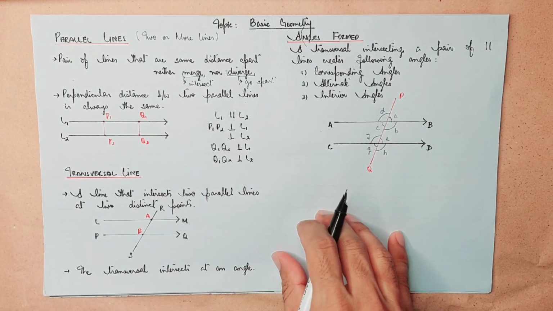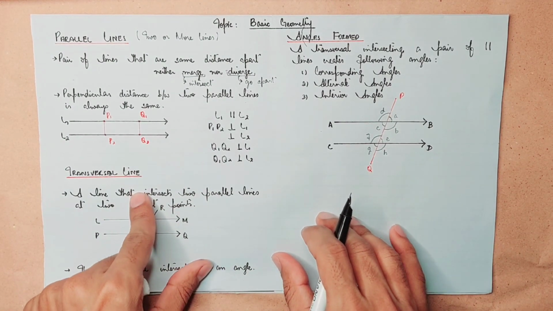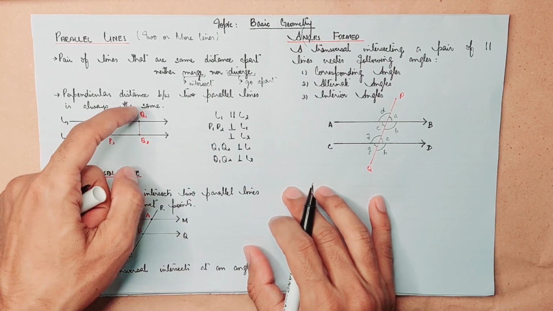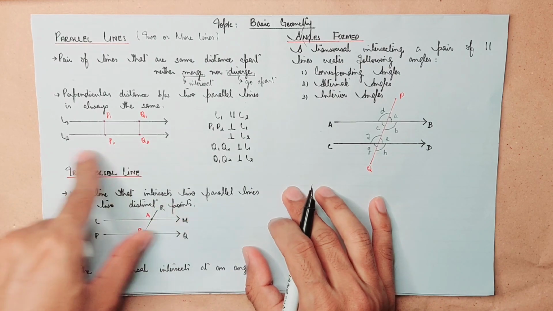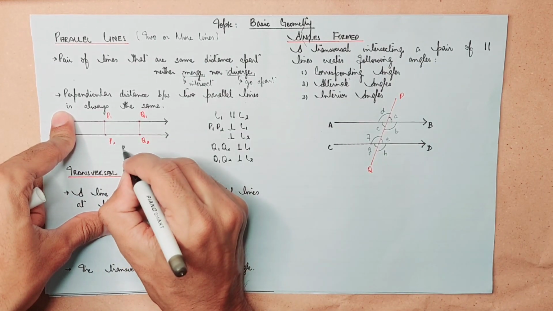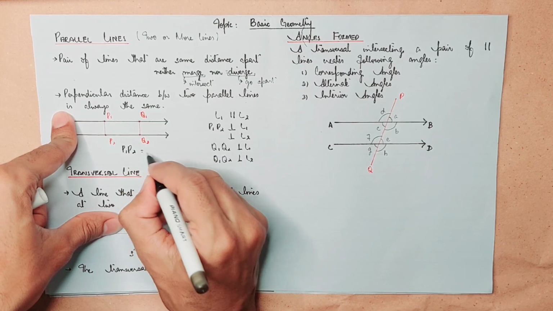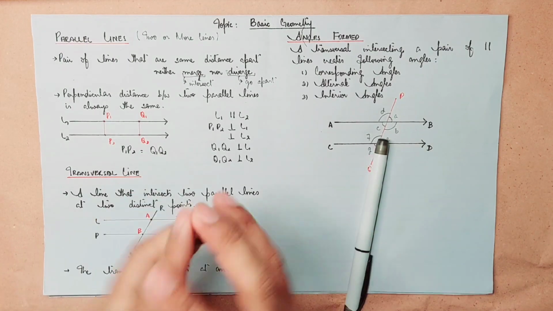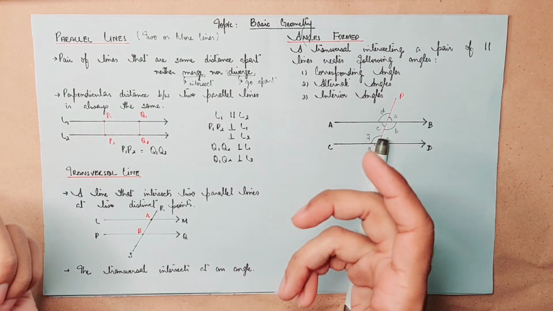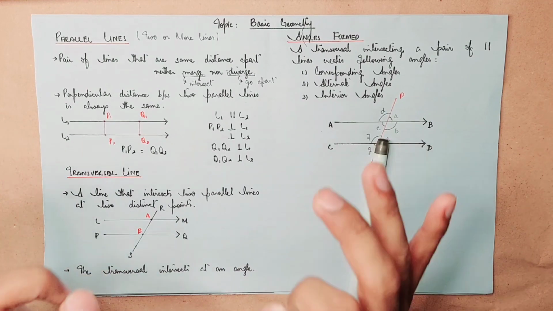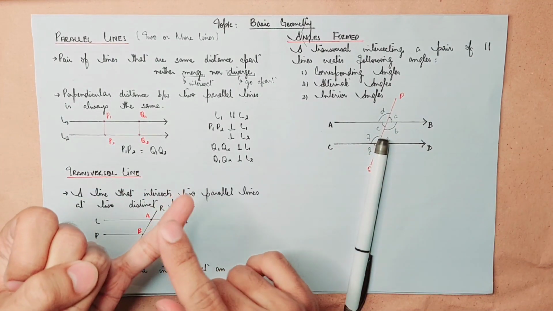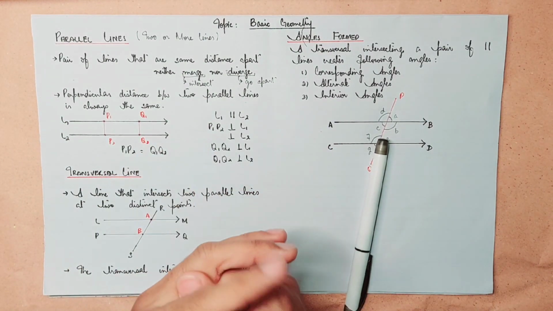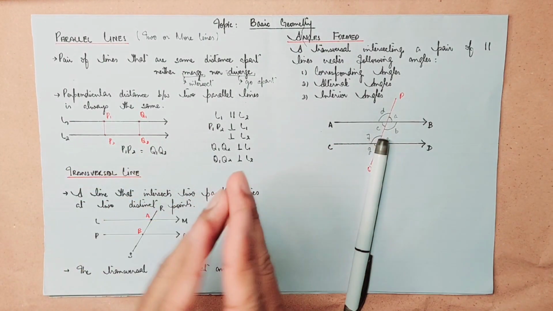If I take such lines, then I can see that the distance between P1 and P2 and the distance between Q1 and Q2 is the same. So I can say that P1P2 equals Q1Q2. So there are two ways to consider the concept of parallel lines. Firstly, they remain at the same distance apart, and secondly, they do not merge, meaning they do not intersect with each other. And if I say they don't diverge, it means they don't go apart.